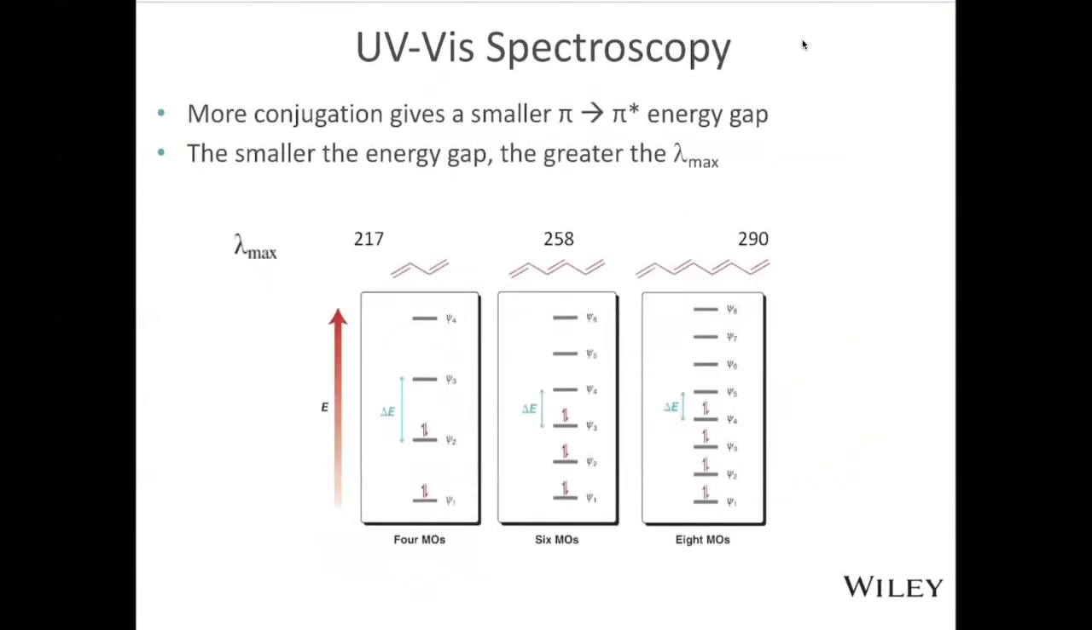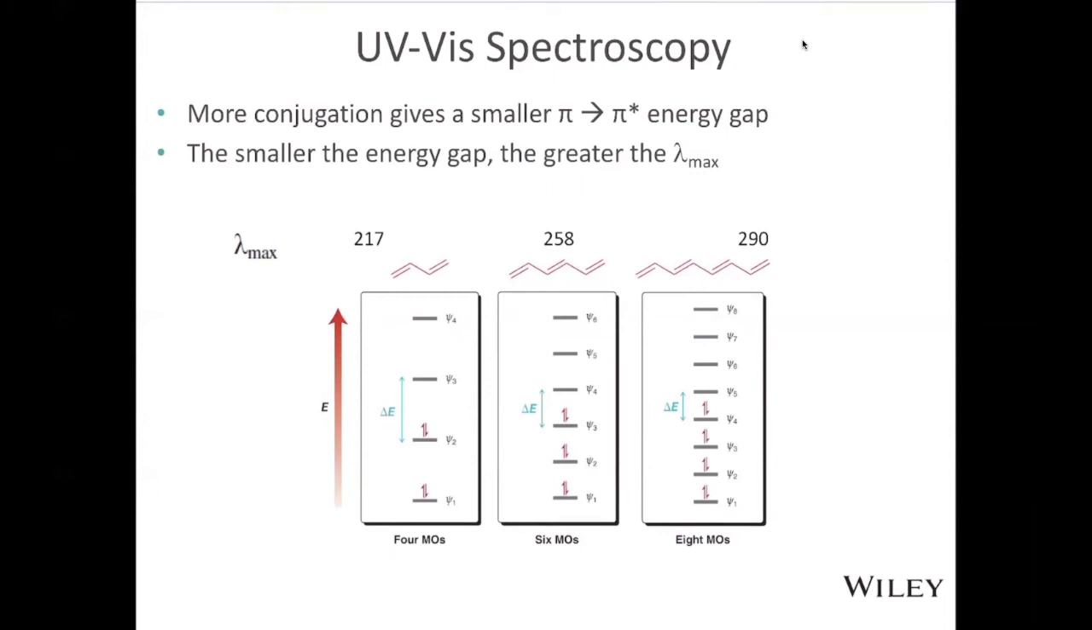So the more conjugation a system has, the smaller the distance between the pi and the pi star. So as we have increased conjugation, our molecular orbitals are packed tighter and there's less energy difference between them. The smaller the energy gap, the greater the lambda max. So a small lambda max means we have a slightly conjugated system. A huge lambda max is going to indicate that we have a lot of conjugation.